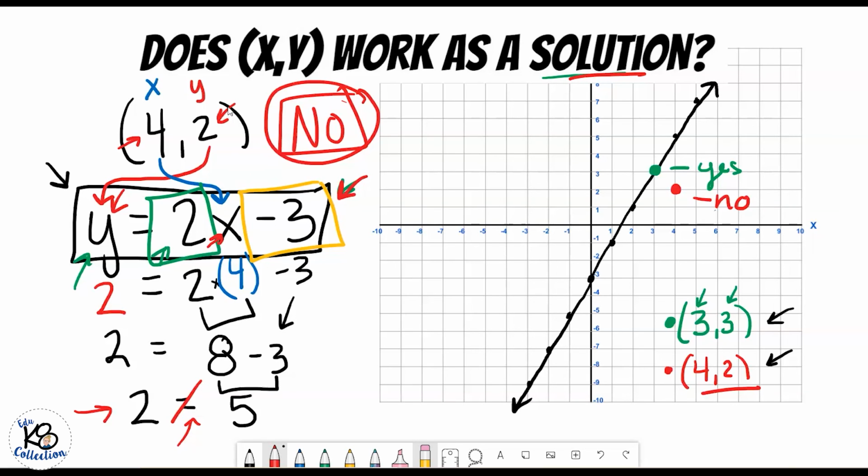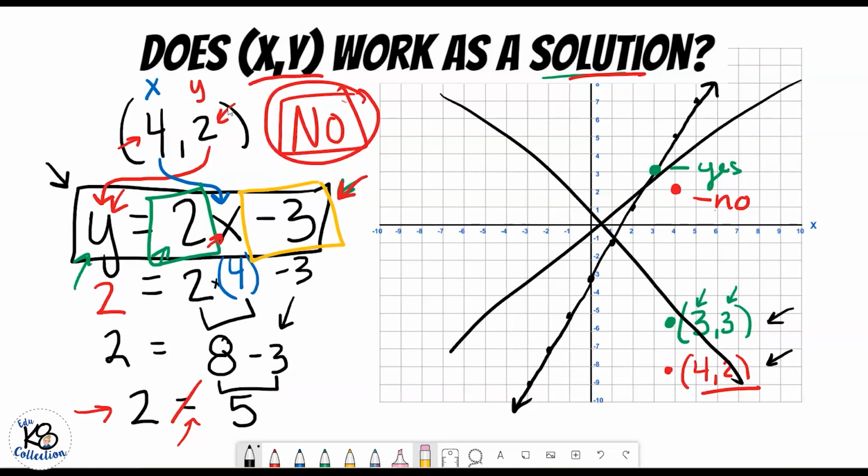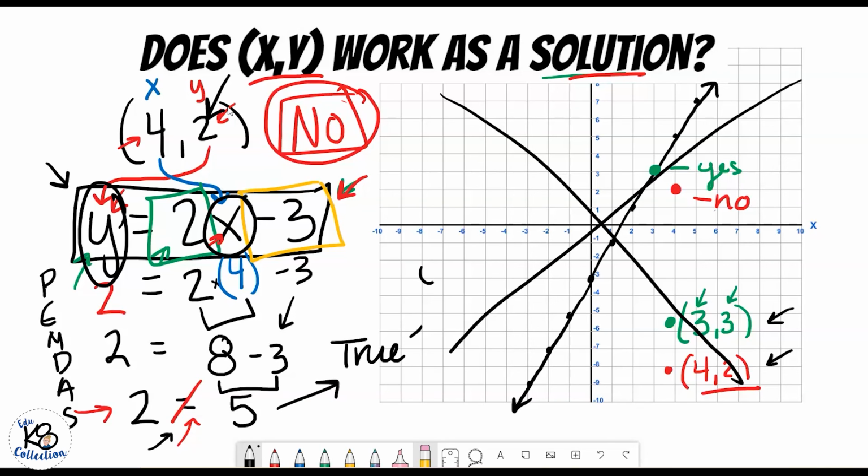So in order to determine whether an x and y value is a solution, you can ignore the whole idea of a graph entirely. Just plug in the x coordinate for the x variable in your equation, plug in the y coordinate for the y variable, and then follow the rules of PEMDAS until you cannot simplify anymore. If what you have left is true, then yes, it is a solution. If this is false, then no, that x and y value is not a solution.